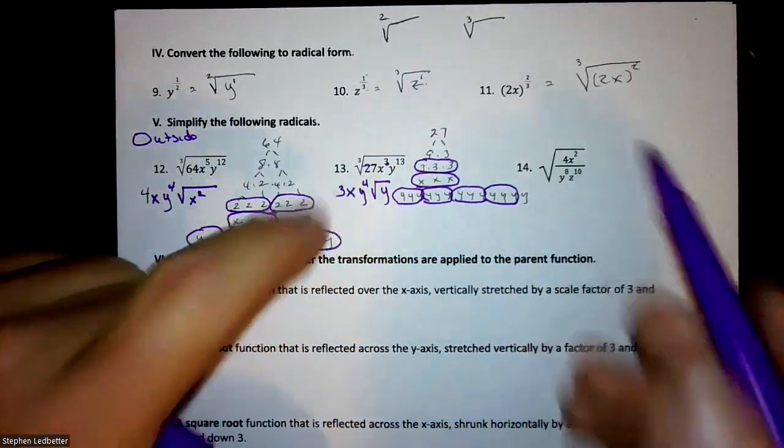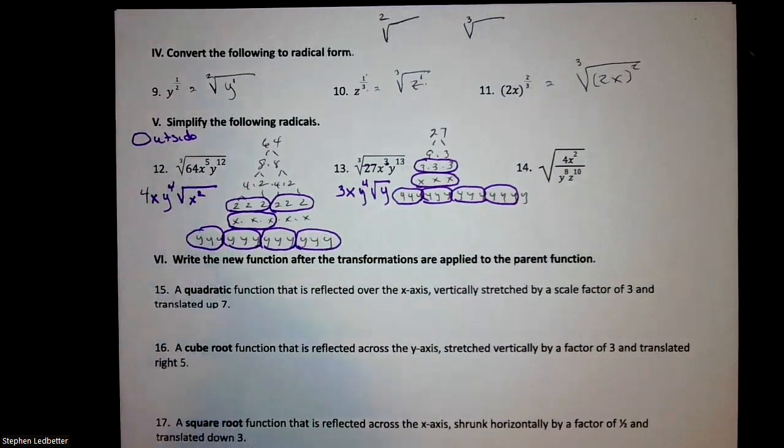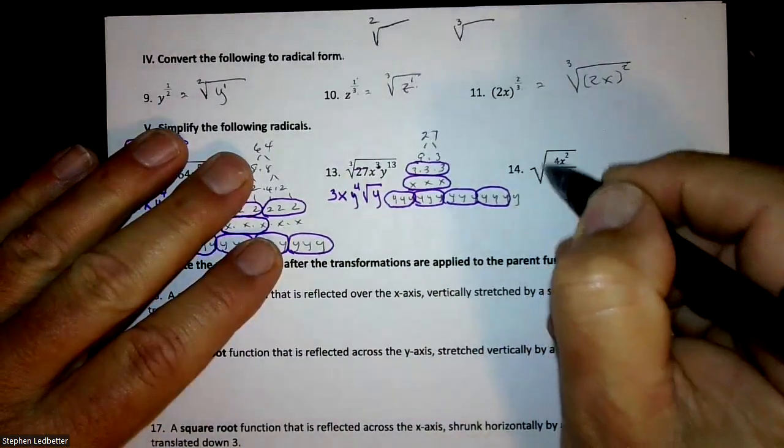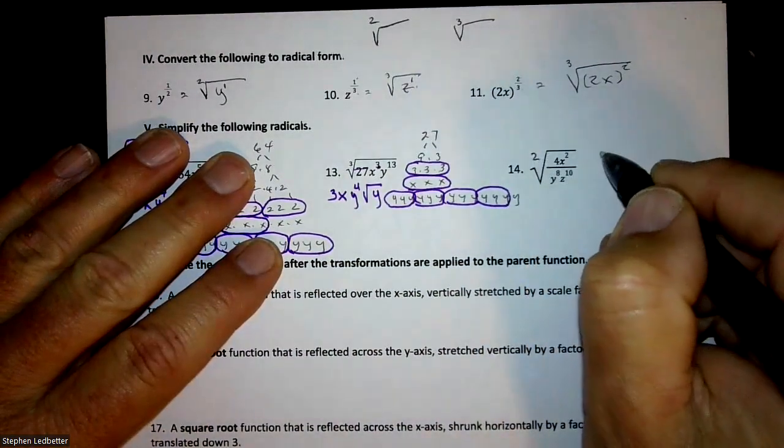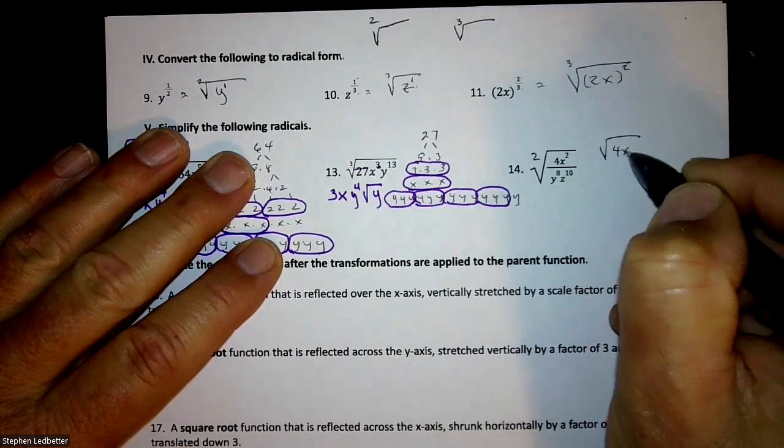Now this one, you're going to have to be a little careful here. This is a fraction, so I want to show you how to do this. This is also, there's no index here, so we know it's a 2. So we're going to separate it.